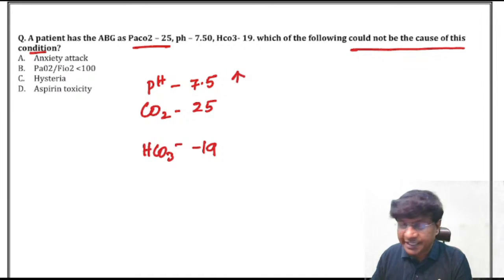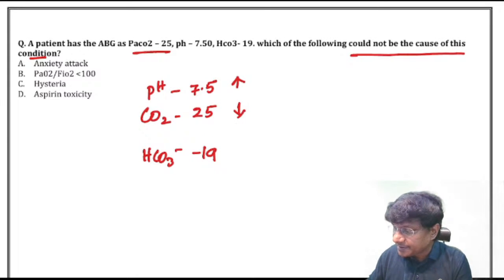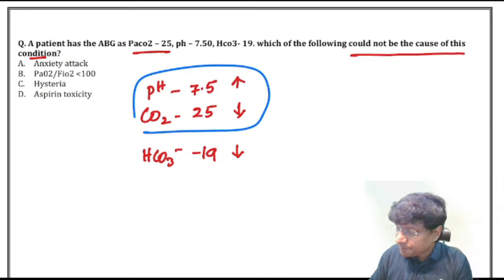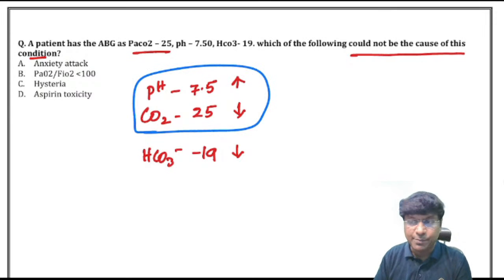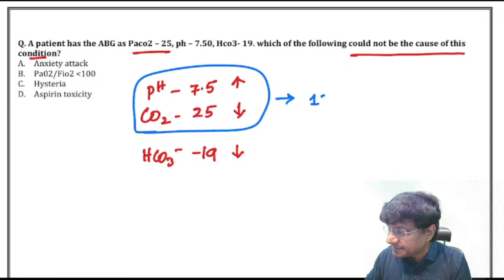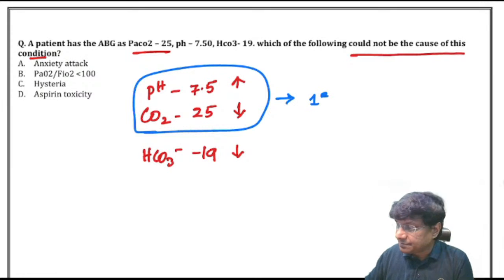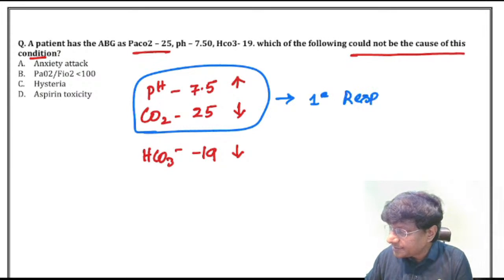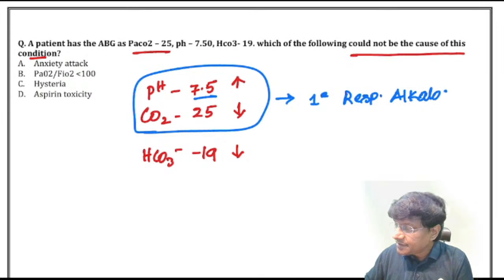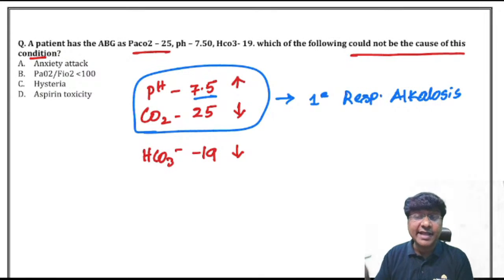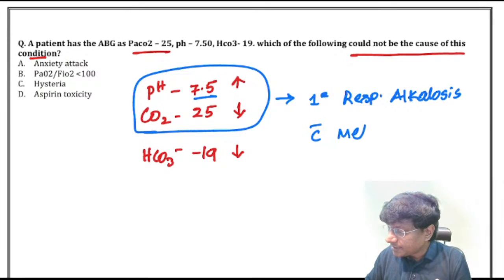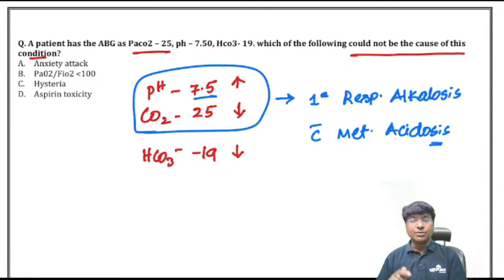Okay, so what has happened to pH? Increased. What has happened to carbon dioxide? Decreased. What has happened to bicarbonate? Even this is decreased. So your pH and PCO2 have changed in opposite directions. Then what is the primary acid base abnormality here? It will be respiratory. Respiratory what? The pH is increased, so it is primary respiratory alkalosis with metabolic acidosis.